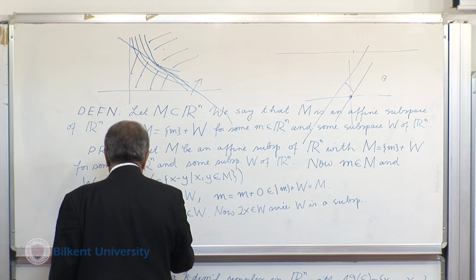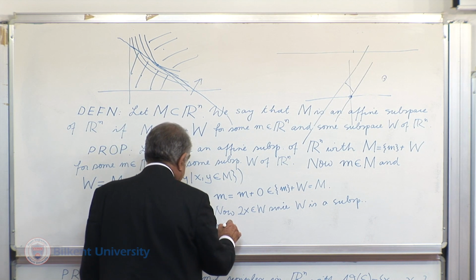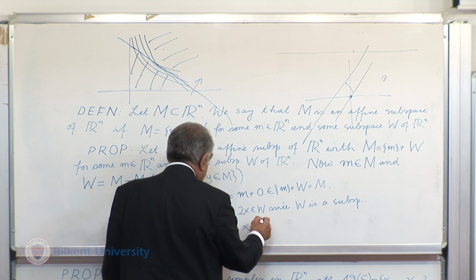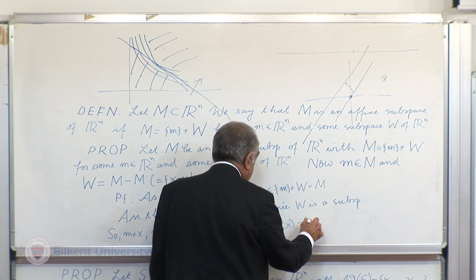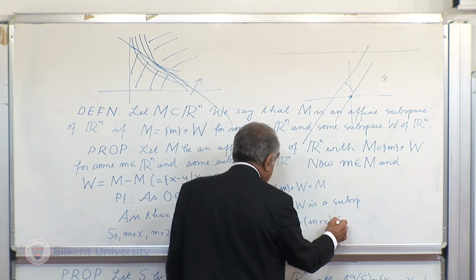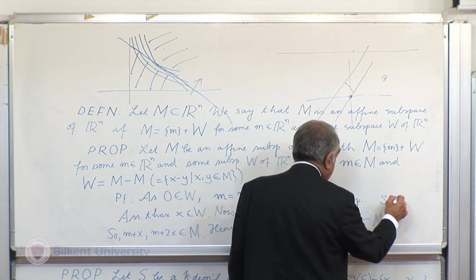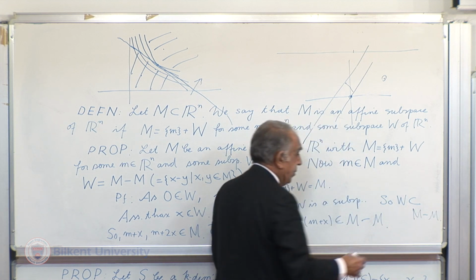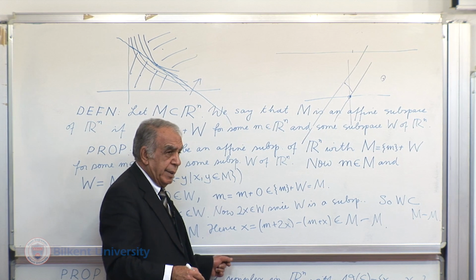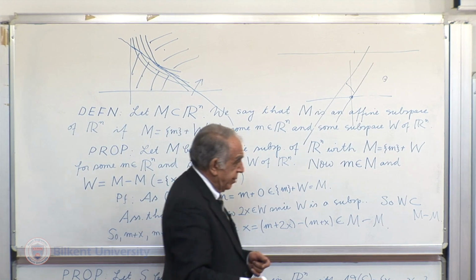So, m plus x and m plus 2x are both in M. Hence, x is equal to (m plus 2x) minus (m plus x), but this is in M minus M. So, W is contained in M minus M. Here we use that W is closed under scalar multiplication.